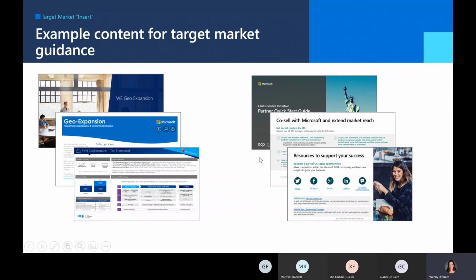We provide then also a target market version of that kind of information. And you see examples here of what we have for Western Europe and the US, where there are resources and guidance about how best to engage in those markets. So we provide that to you as an insert with your activation playbook.